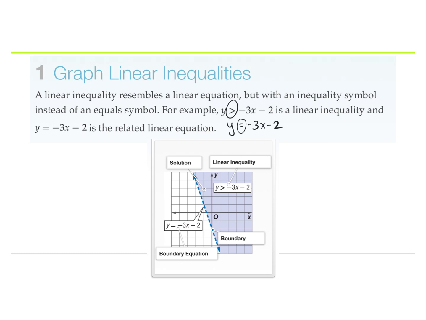So the way you graph it is, you graph this, let's say it's a line. If you have greater than or equal to or less than or equal to, you would do a solid line. And if you have greater than or just less than, then you would do a dotted line. The reason is, remember, this means included and this is not included.